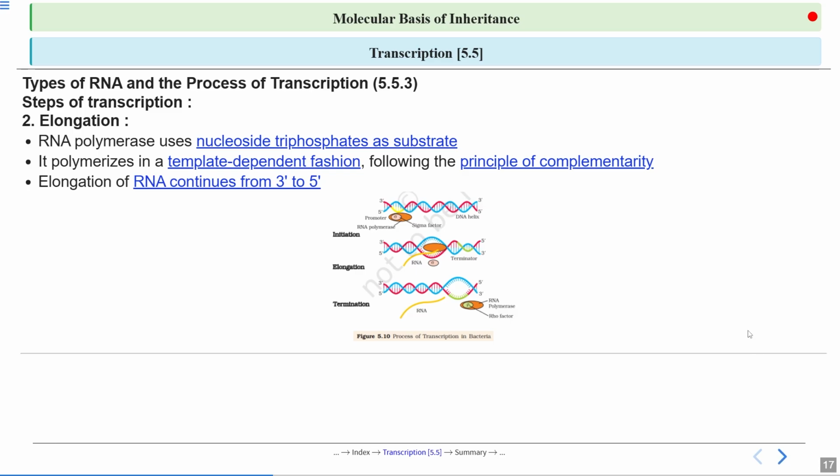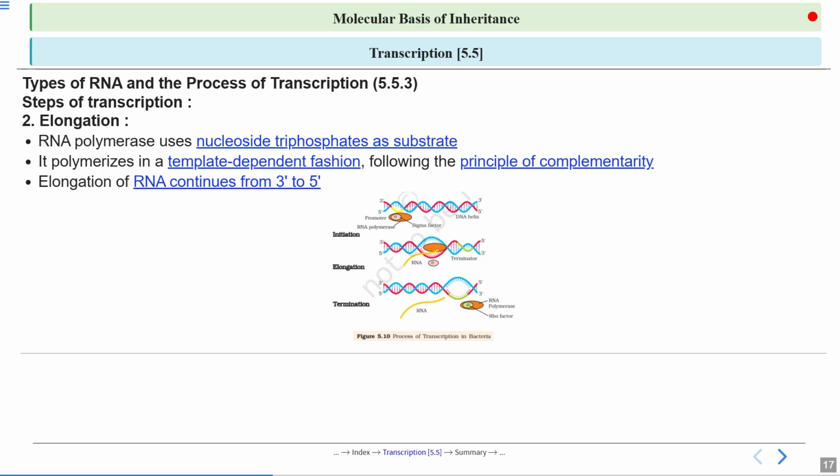Then the second step is elongation. What happens in the elongation step? RNA polymerase uses nucleoside triphosphate as substrate. It polymerizes in a template dependent fashion following the principle of complementarity. Elongation of RNA continues from 5' to 3'. First initiation happens, because this RNA polymerase, which has the sigma factor, goes and binds to the promoter, and now it has initiated the transcription.